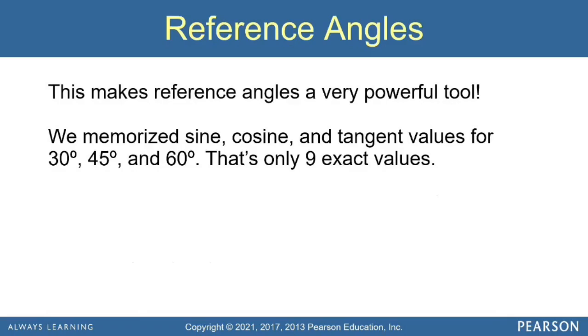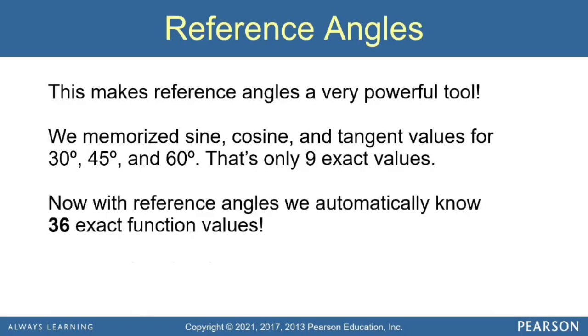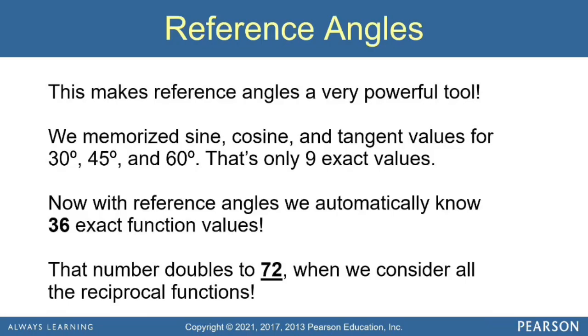We memorized the sine, cosine, and tangent values for 30, 45, and 60, and that was only 9 exact values. But now, with reference angles, we actually know the sine, cosine, and tangent for 3 angles in every quadrant, so that's a total of 36 exact function values that we know without doing any extra memorizing. And then, if you throw in the reciprocal functions, the cosecant, the secant, and the cotangent, we actually have 72 exact function values that we know by memory, all because we learned these 9 exact values in section 2.1.